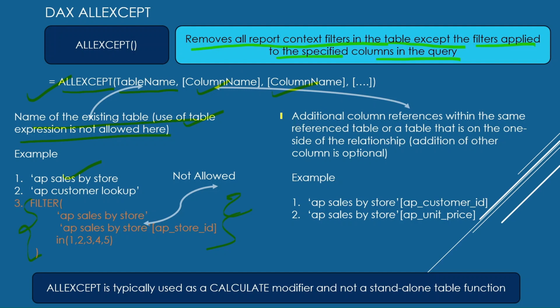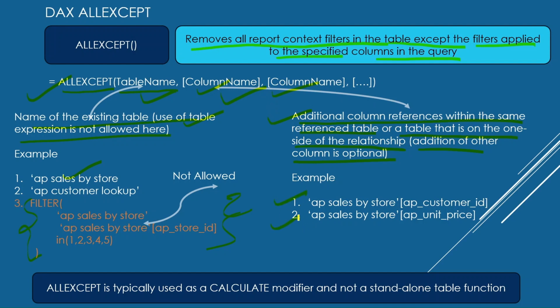Now the column: additional column references within the same referenced table, or a table that is on the one side of a relationship. Adding one column is optional. What it is saying is that suppose we are giving a column name. The column name could be one present in this physical table, or if there is a relationship between this table and some other table, then we can also provide a column name from the other table here.